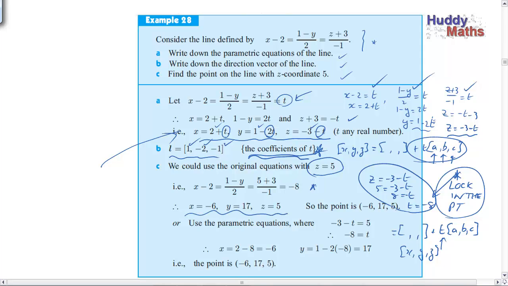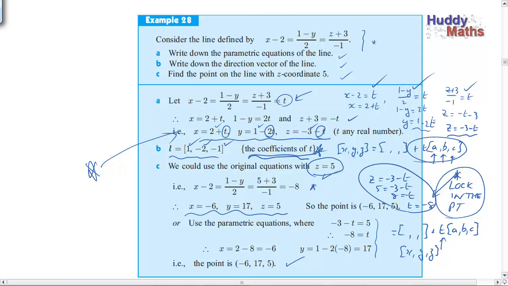So here we go. You will now sub t as neg 8 into each of them. Again, I prefer this line here. The parametric equation's easier to find the coordinates. So that's what they're doing down here. The point is neg 6, 17, 5. We've travelled out to the fixed point and then travelled along the line, with t equals neg 8, to get to z equals 5.